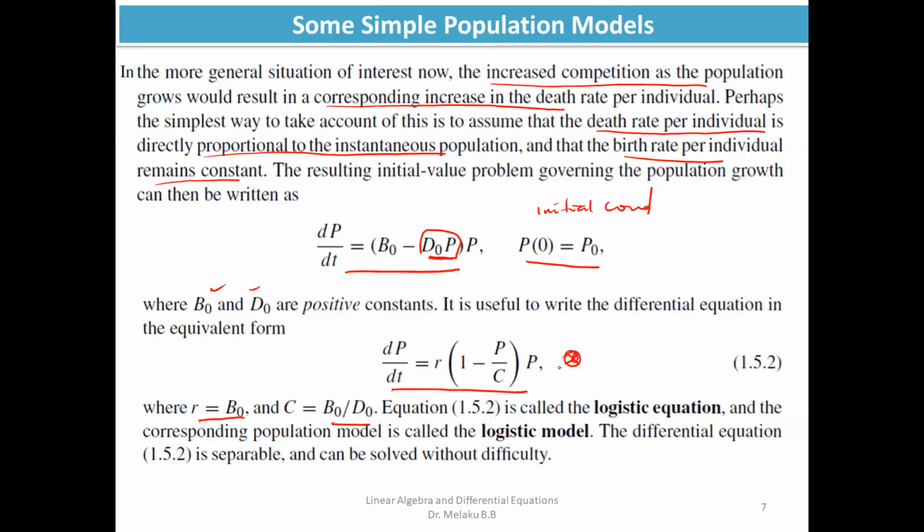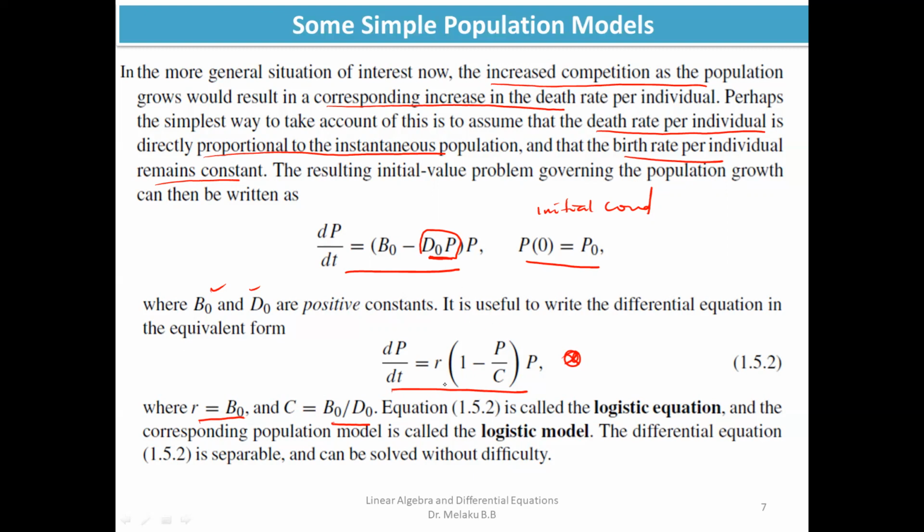So this model is called the logistic equation. And maybe you wonder what C means. That is the carrying capacity, or the limiting population, that we have explained last time. C is the carrying capacity, or the limiting population that we have discussed last time.